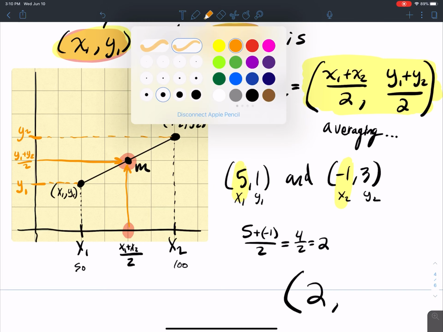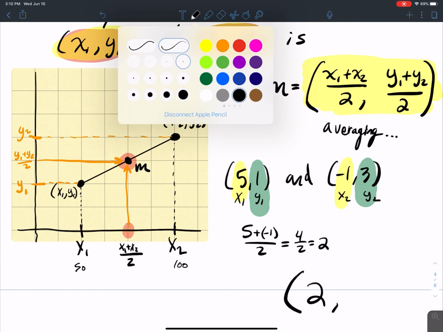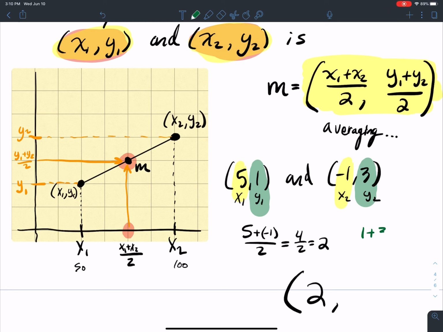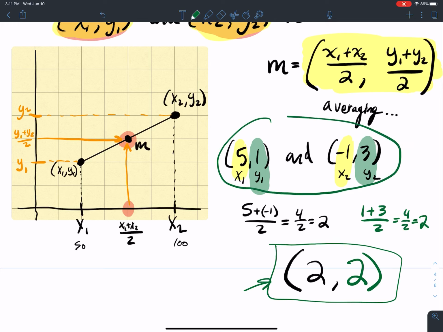And then I average the y's. So if I average the y's, I have 1 plus 3 over 2, so 4 over 2, which is 2 again. So my y value is 2. And I close it up. So the average point, or the midpoint between these 2 points here, is 2, 2. Okay?